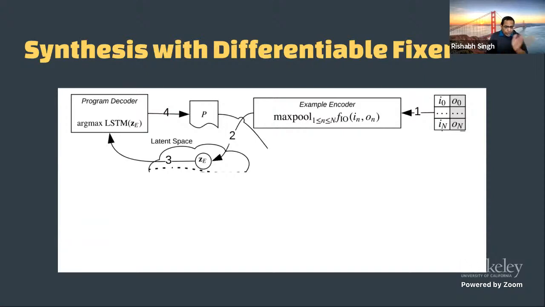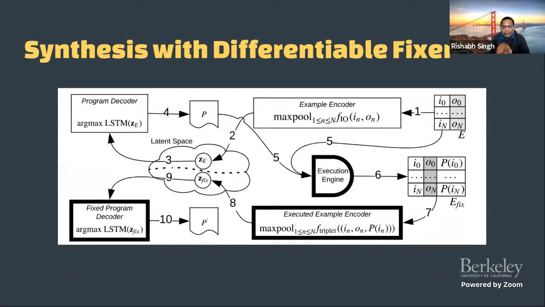We map it to a latent space, and from that we can generate a program. We then run this program on the examples, and now we get tuples of original examples and the new output that the program has produced. And we feed it back, we encode these three tuples back to the latent space, and now we decode it again. So the hope is that since we are mapping all of these tuples back to the same latent space, in theory, we can apply this fixer step multiple times. So we can keep applying the fixer until we get to the right program.